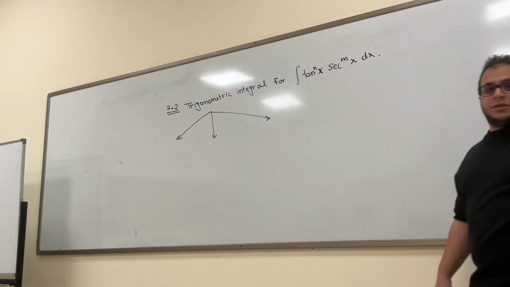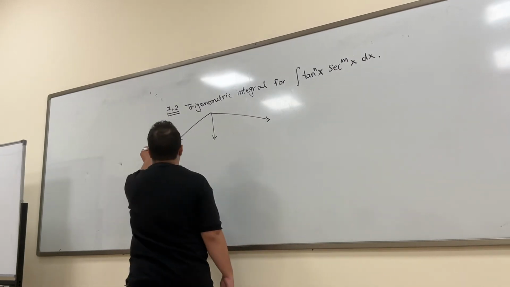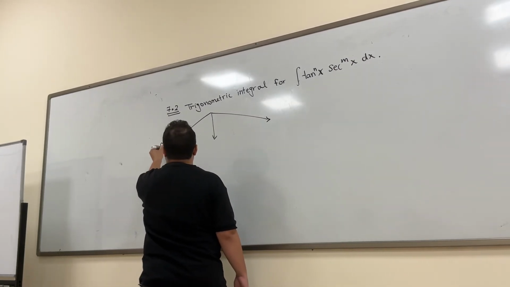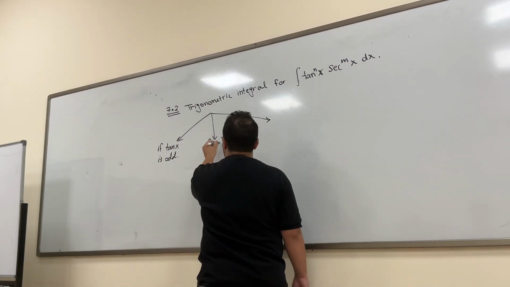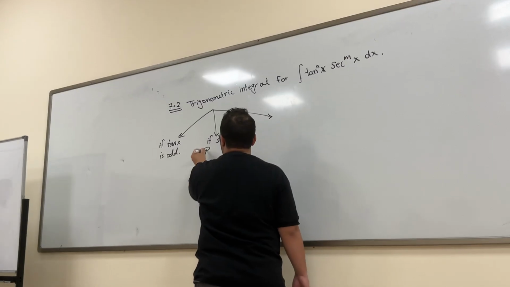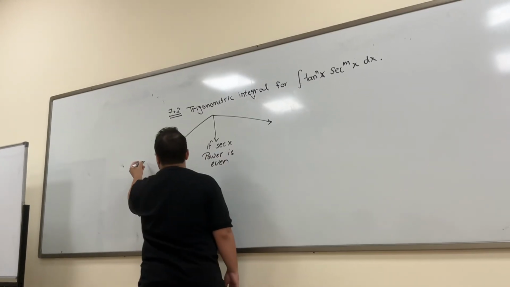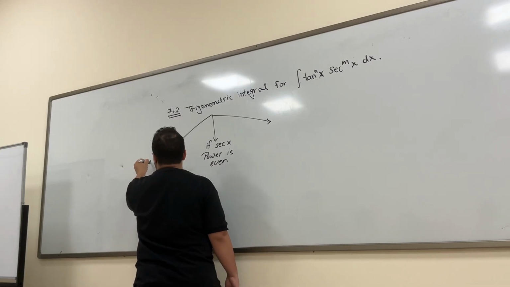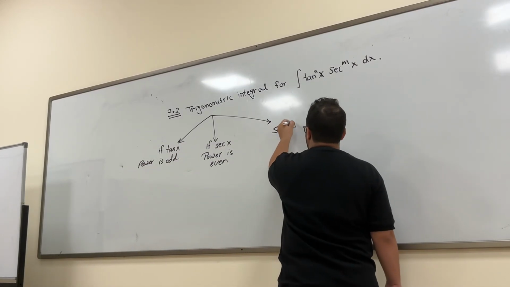We have three cases on this. We said that if tan is odd, and we did questions on this, and if secant power is even, and we have the third case, which is basically some special cases.